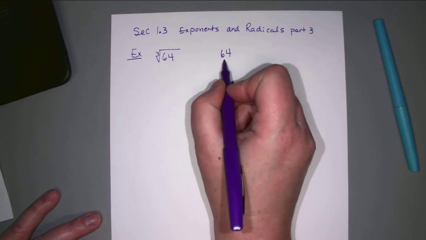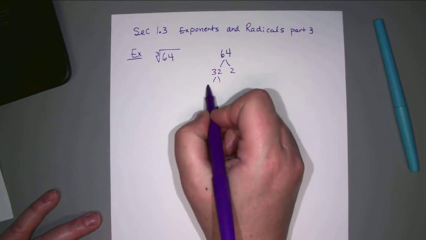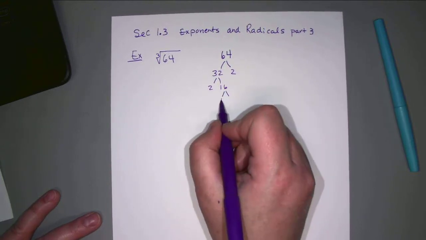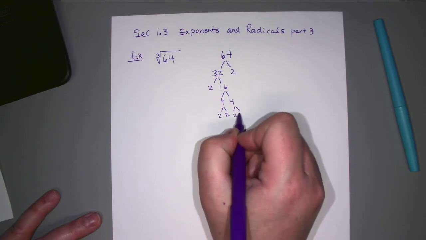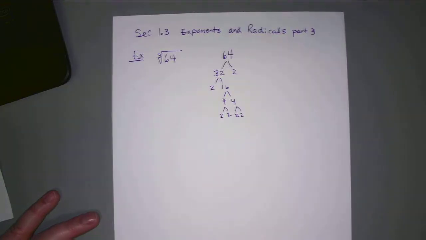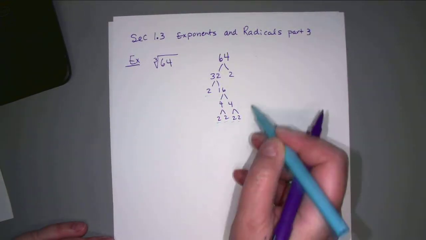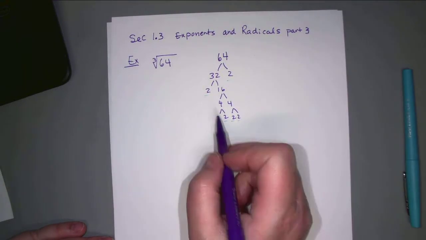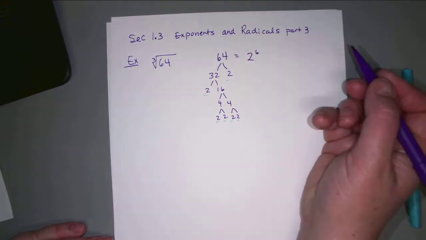can be broken down into factors. So this is 32 times 2. 32 is 2 times 16. 16 is, if we want, 4 times 4. And so what we have, if you look at the bottom of each of these, we've got a 2, 2, 2, 2, 2, and 2. So 64 is 1, 2, 3, 4, 5, 6 2's. 2 to the power 6.